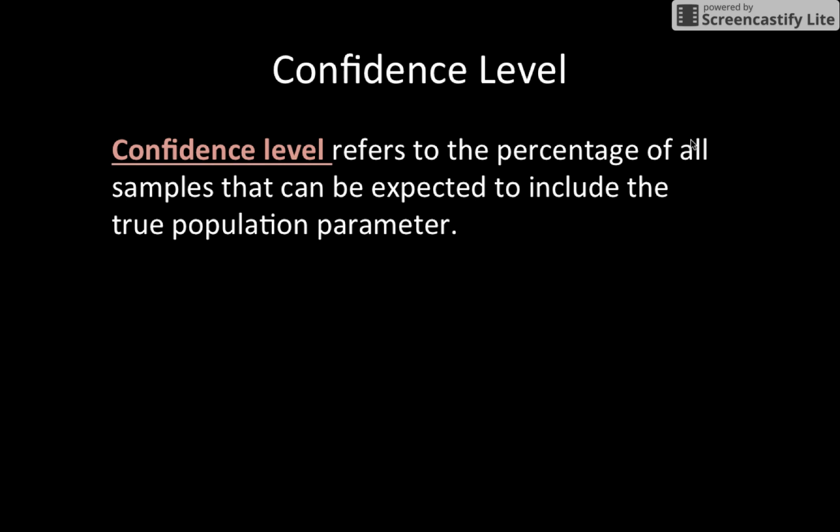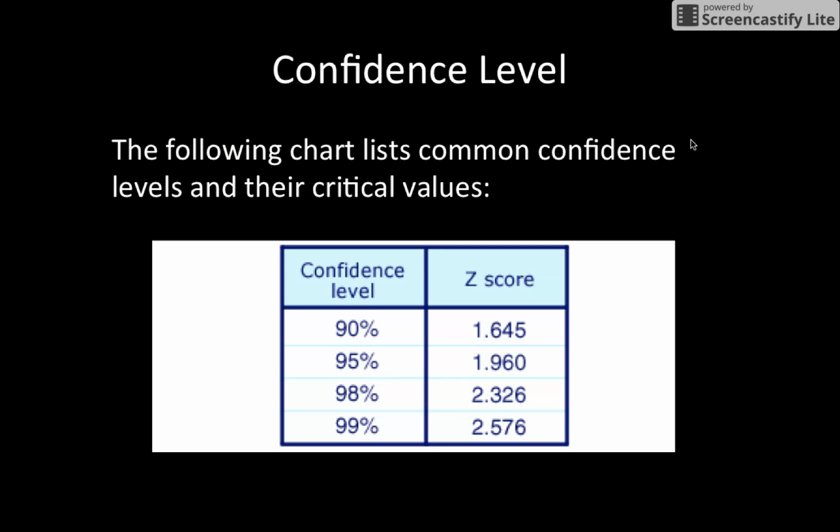Confidence level refers to the percentage of all samples that can be expected to include a true population parameter. The following chart lists common confidence levels and their critical values. So I added this in here just to make it easier. So these are the critical values that are most commonly used.